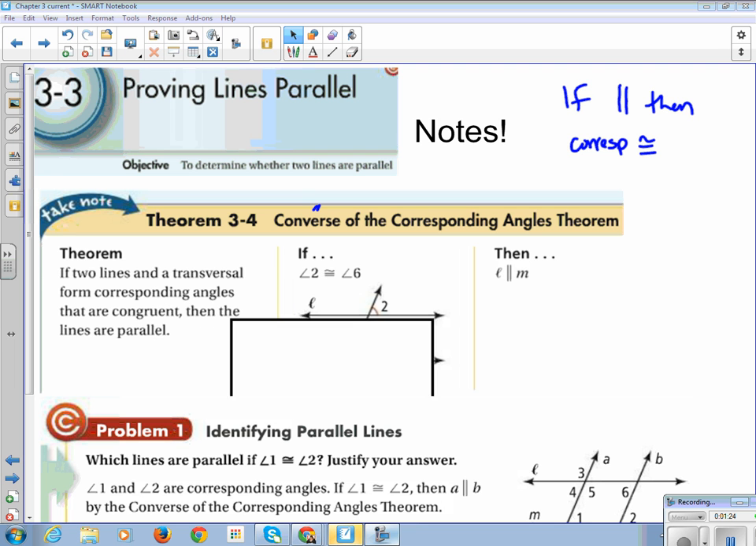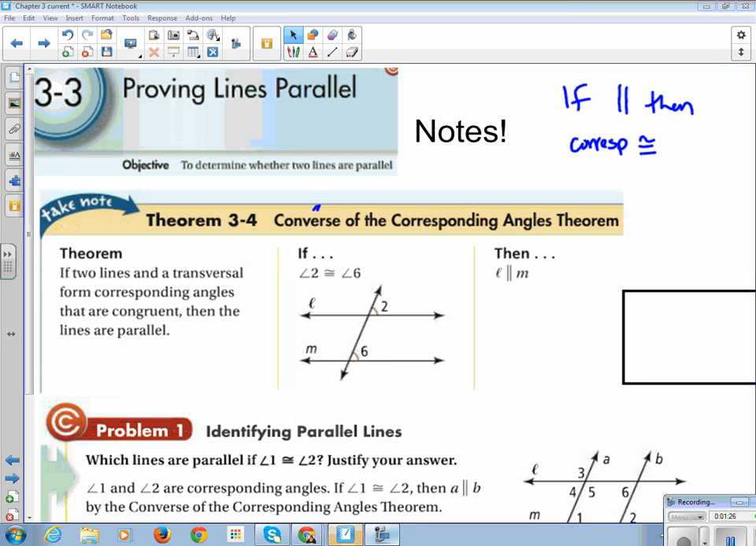So we're saying if two lines and a transversal form corresponding angles, like angle 2 and angle 6, that are congruent, then the lines are parallel. So if I know angle 2 and angle 6 are congruent, then we can say the lines are parallel. Please write that in your notes.